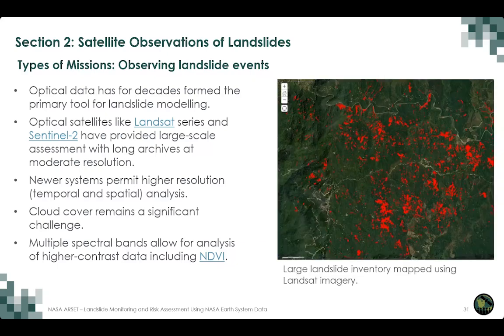So I showed just before an image of an individual landslide, a very small, sort of single landslide event. But the benefit of these optical data sets is that we can then observe large amounts of landslides that occur as a result of major rainfall events or earthquakes, and build large-scale inventories. And so this new image I'm showing is essentially an inventory of landslides. And all these red blobs are where landslides have occurred.